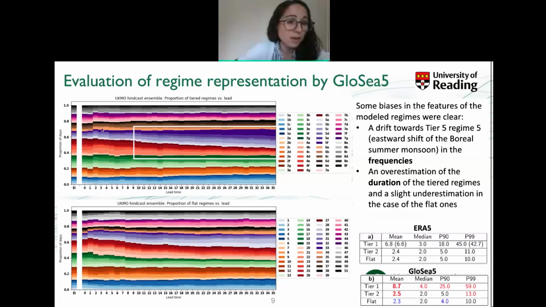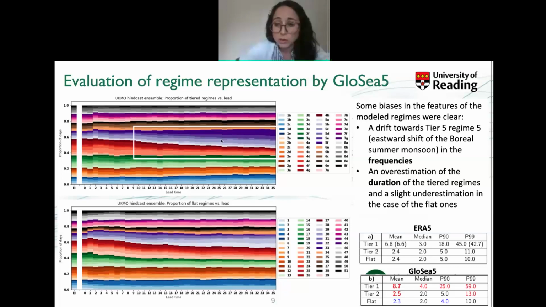And we can see that it all starts quite well to begin with, but some quite obvious biases start to appear. The most noticeable one is a drift towards a higher frequency of these purplish colors that are the regime 5 at the expense of the reddish colors that are regime 4. In this case, it means that there is a bias towards an eastward extension of the boreal summer monsoon in this system in particular.